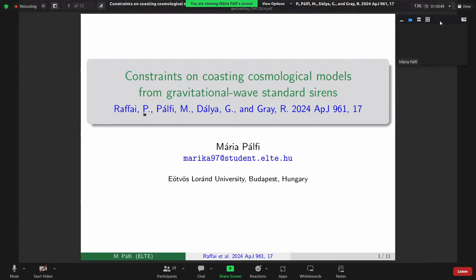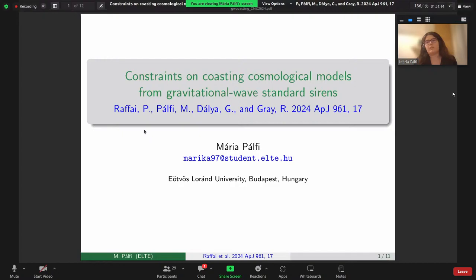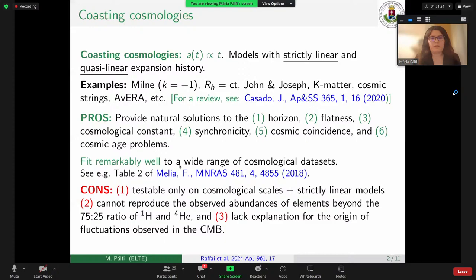So, first of all, thank you for inviting me. I am presenting our constraints on coasting cosmological models from gravitational wave standard sirens. Our paper has just been published in the Astrophysical Journal. It may be worth mentioning that although I am a member of the LIGO collaboration, this is not a collaboration project. So we have already heard that the main property of coasting cosmologies is that the scale factor grows linearly with cosmic time, and that there are strictly linear and quasi-linear models.